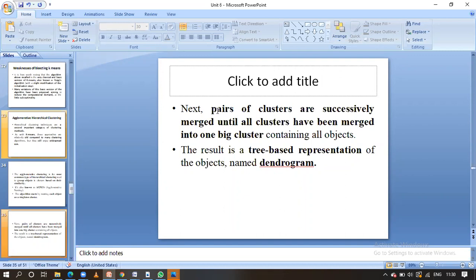First we start from one cluster. That will be merged with the sixth cluster, until we get one big cluster. All the objects have to come into it, and only then do we stop this process. Finally, we represent this result in the form of a tree-based representation, which we call a dendrogram.